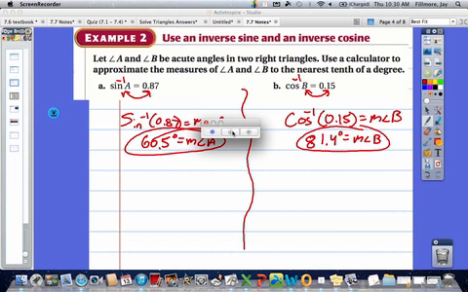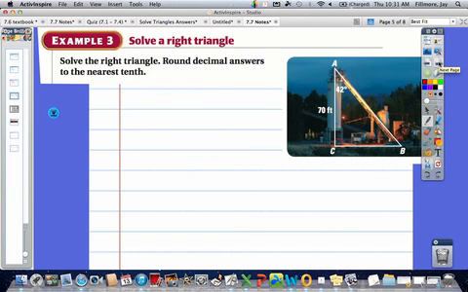Let's try an example where we have to solve a right triangle. So we're going to round decimals to the nearest tenth. We're going to solve it, which means we're going to go for each side that's missing and each angle that's missing. So let's start with the angles. Well, here we actually don't have to use any inverse trigs to find an angle. We know this is 42 and this is 90. So the triangle sum theorem says this has to be 48. So they all add to 180.